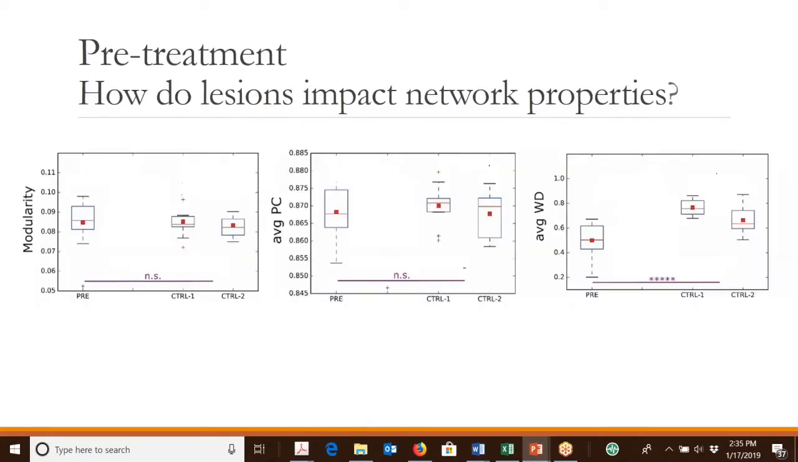How do lesions impact network properties? What we find is that in each of these graphs, we have one for modularity, one for average PC, and one for average WD. We have the lesion results here for the pretreatment, and we have the two control groups on each of the graphs. What we can see is that there's no difference between the patients and the controls at pretreatment in terms of modularity and PC, but there is a significant difference between the patients and the controls in terms of their WD, the local integration.